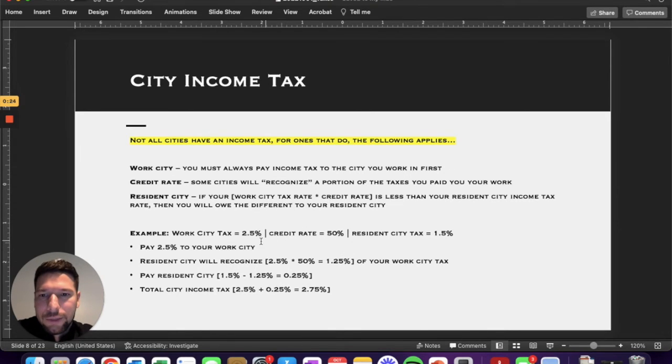Just to look at a quick example, if your work city tax is 2.5% and your credit rate is 50%, and your resident city tax is 1.5%, you're going to first pay 2.5% to your work city. Then your resident city is going to recognize half of that, or 1.25%. So you're actually only going to pay your resident city 0.25%. In total, coming to 2.75% of city income tax.